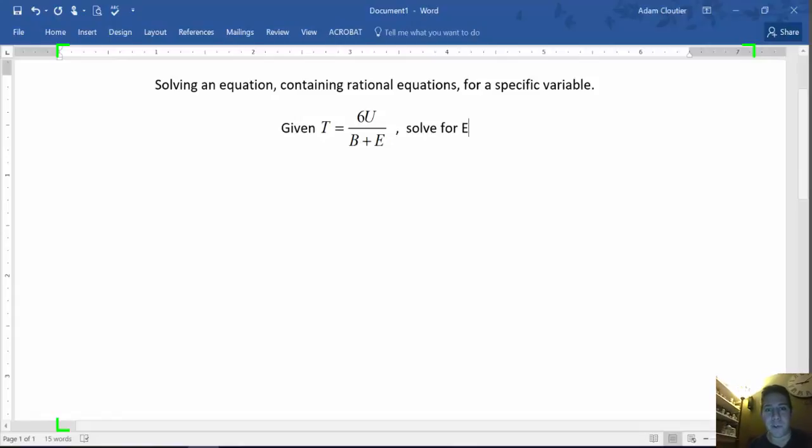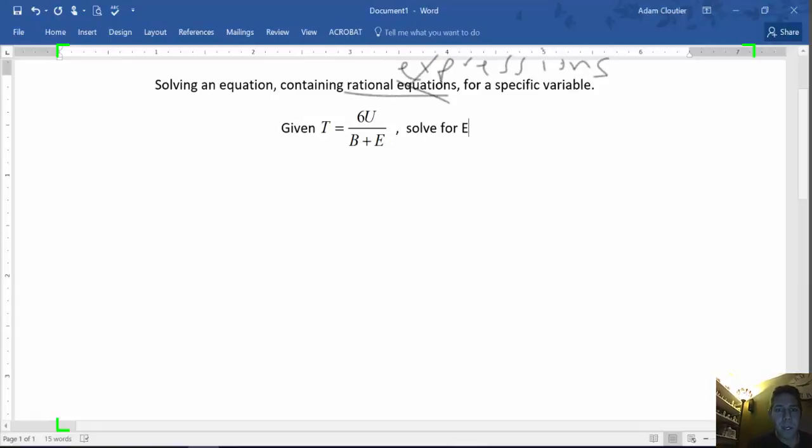The directions for solving this problem is just like solving any other equation that contains a rational or fractional expression. So I have a typo here. This should be containing rational expressions.